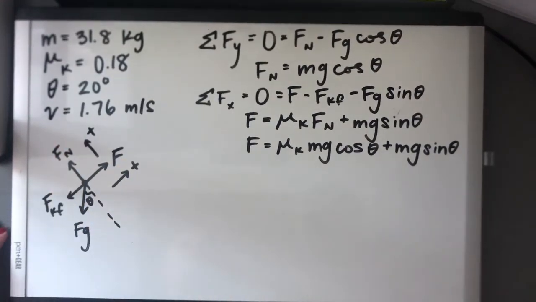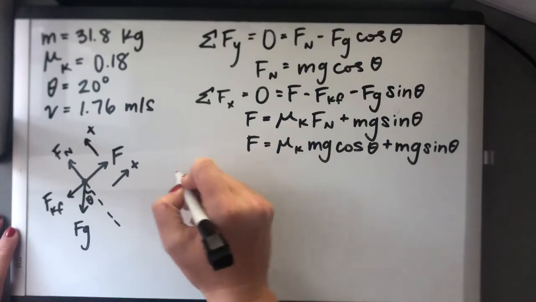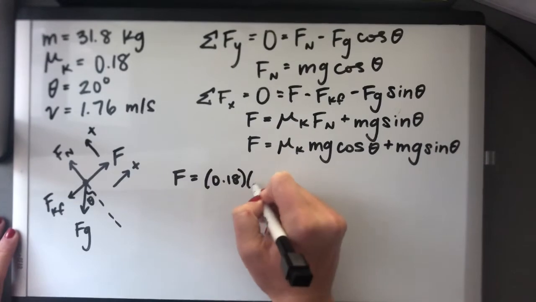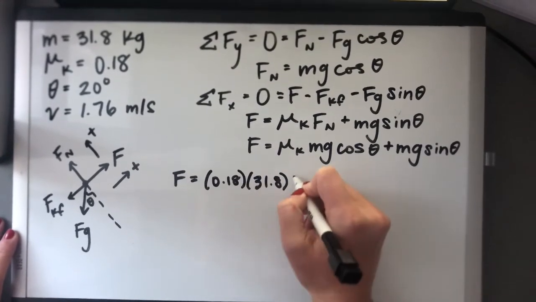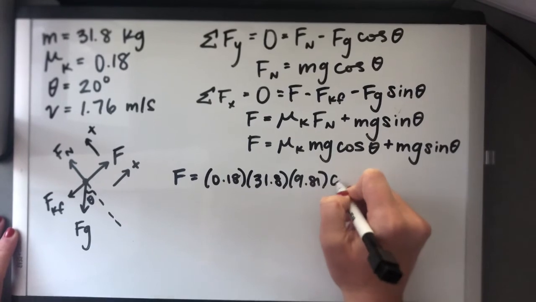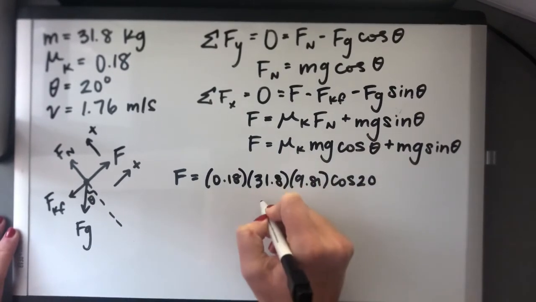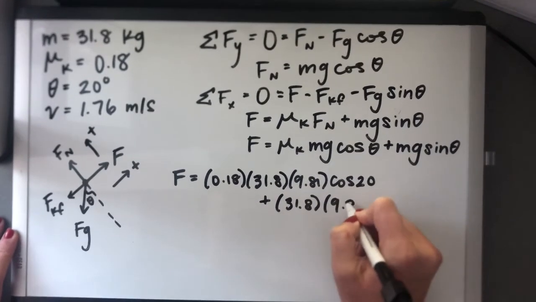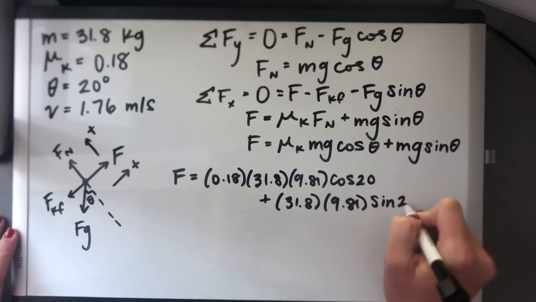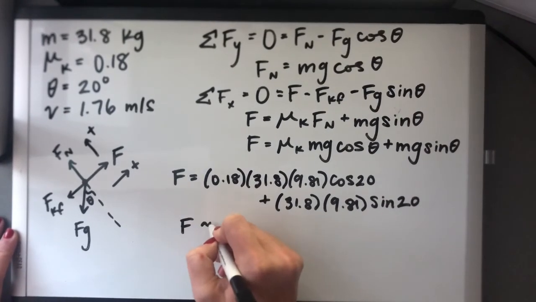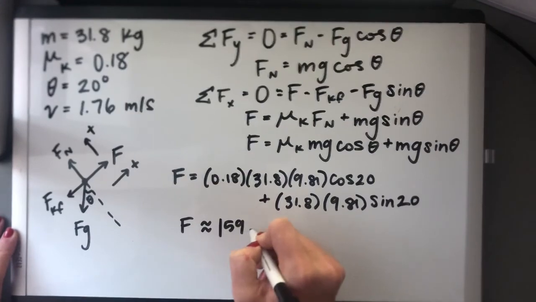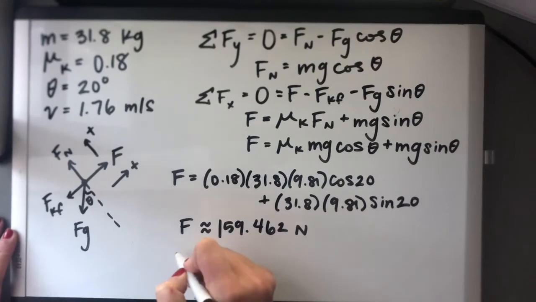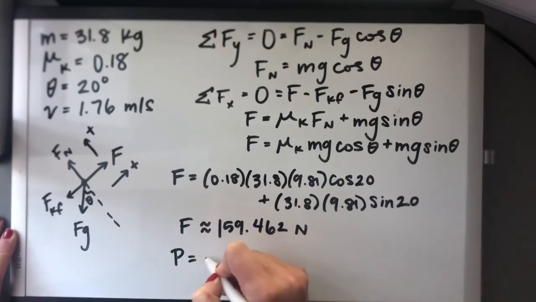So what I do from here on out is pretty much just plug and chug, but I'll go ahead and go through it. So F equals 0.18 times 31.8 times 9.81 cosine of 20, and I'm going to go ahead and move down a line just so it's not super cramped, and then plus 31.8 times 9.81 times the sine of 20, and that means F is roughly equal to 159.462 newtons.